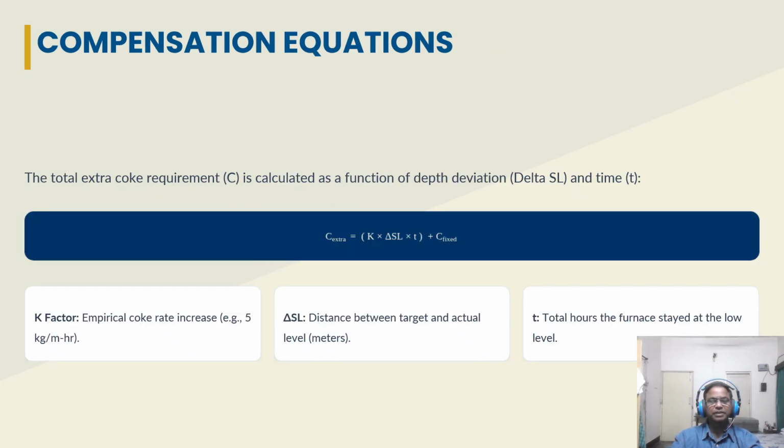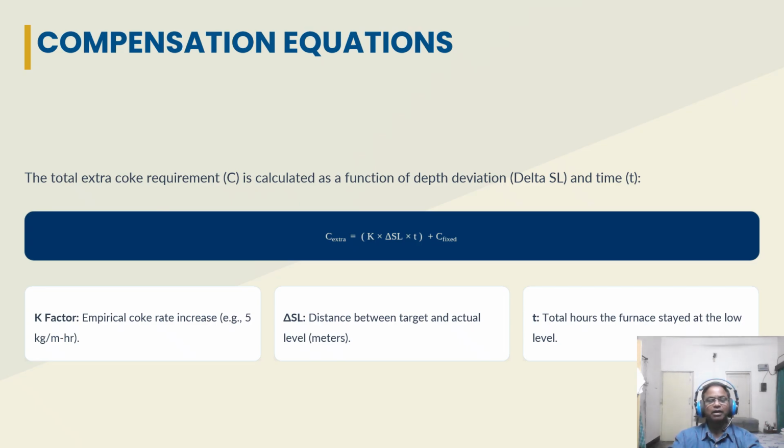So the total compensation formula: C is equal to K multiplied by delta SL multiplied by T. K is the empirical coke rate increase in kg of coke, delta SL is the depth deficit in meters, and T is the time at low level in hours. So this is where it all comes together. The total extra coke required, C, is a function of three things.